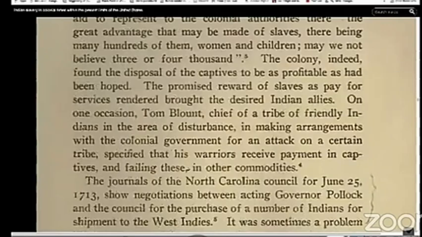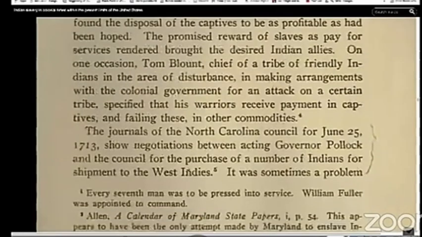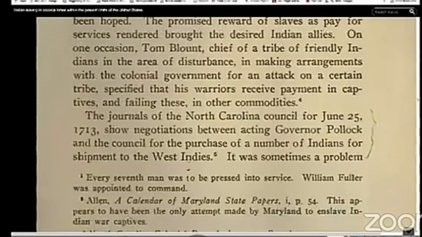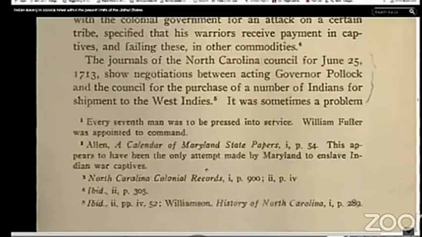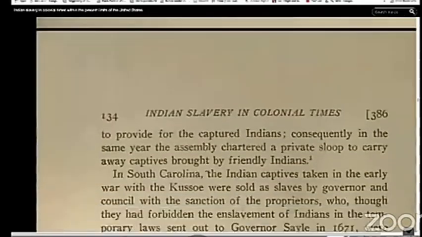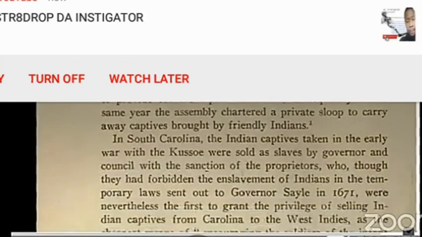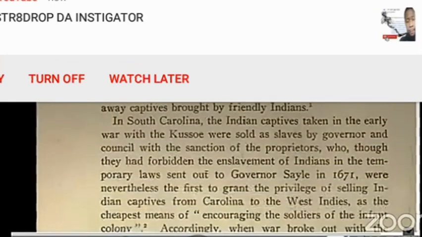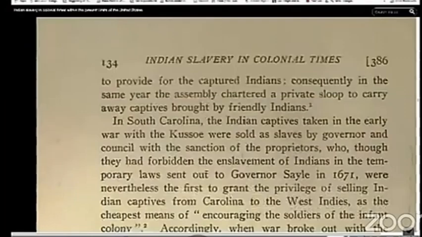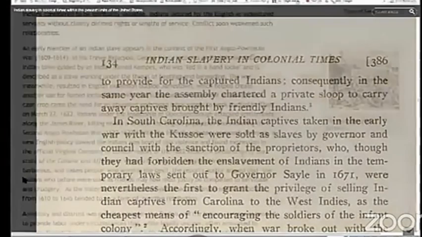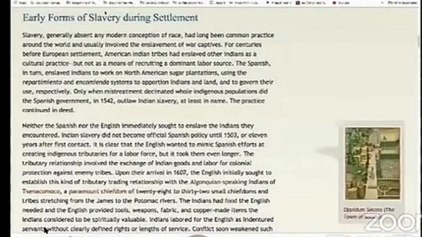The Journals of the North Carolina Council for June 25th, 1713, show negotiations between acting Governor Pollock and the council for the purchase of a number of Indians for shipment to the West Indies. For what? For shipment to the West Indies. It was sometimes a problem to provide for the captured Indians. Consequently, in the same year, the Assembly chartered a private sloop to carry away captives brought by friendly Indians. And we're still on the Encyclopedia Virginia.org website.